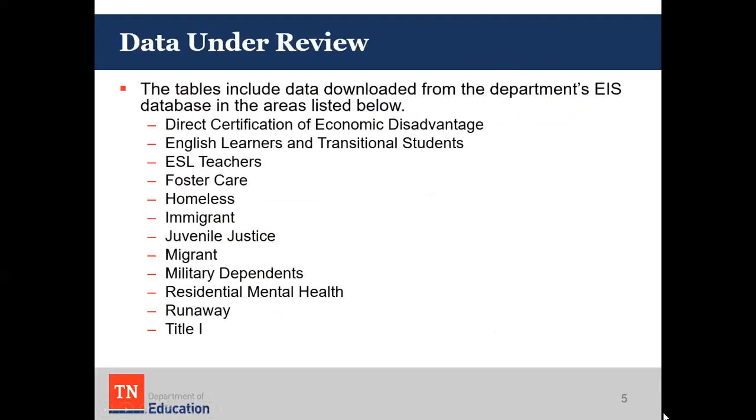Data under review. The tables include data downloaded from the department's EIS database in the areas listed below: direct certification of economic disadvantage, English learners and transitional students, ESL teachers, foster care, homeless, immigrant, juvenile justice, migrant, military dependents, residential mental health, runaway, and Title I.